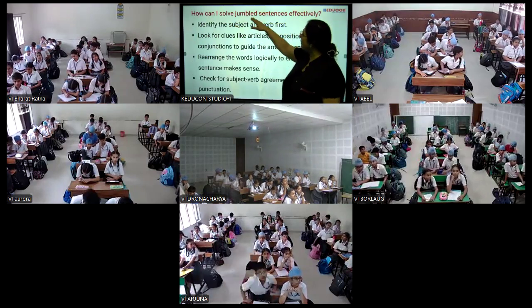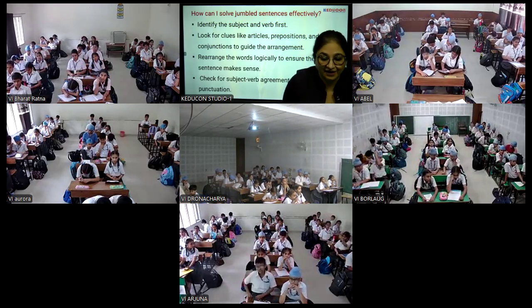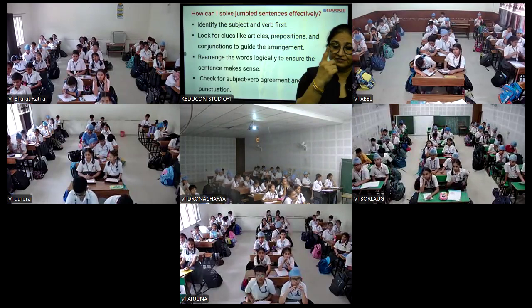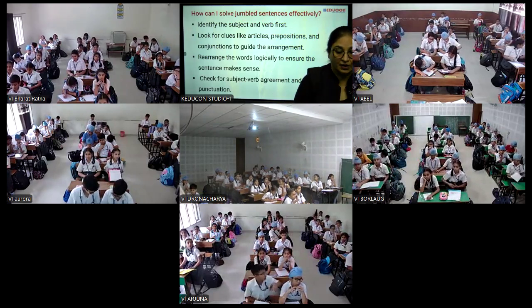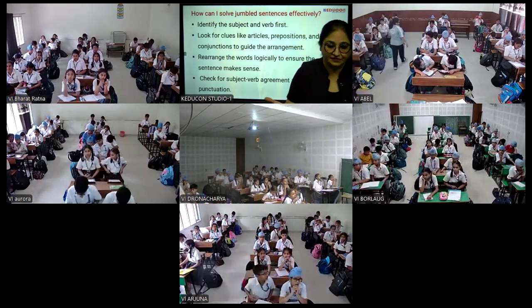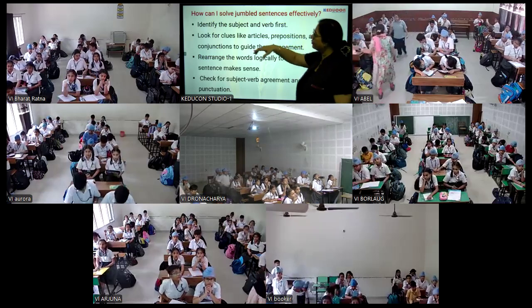Next, how can I solve jumbled sentences effectively? This is the area where many of you might get confused, because even if one word is here or there, your sentence becomes wrong. In grammar, it's either right or wrong. We don't have halves. We never get half a mark in grammar.